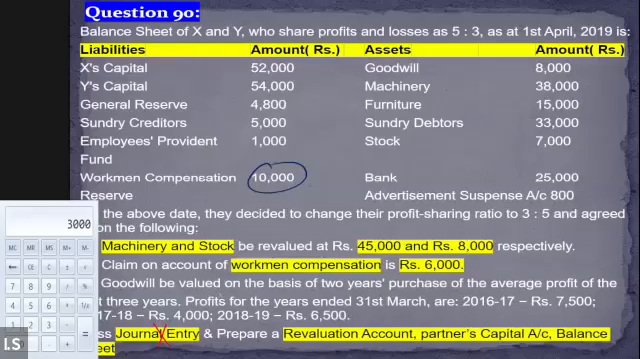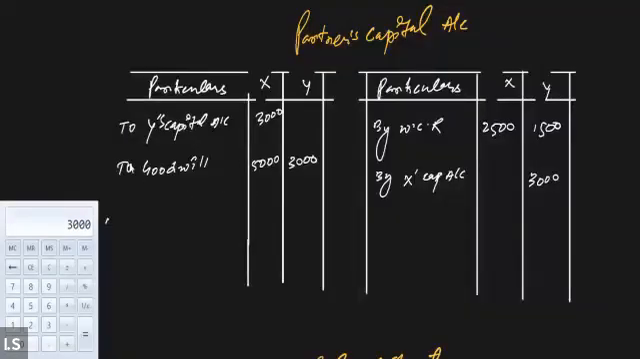Okay, and let's talk about the other values in the balance sheet. We have furniture, machinery, sundry debtors, stock, nothing requires any kind of adjustment, bank balance. Then we have advertisement suspense account. This is a kind of loss that needs to be written off among the partners. So 800 will be distributed between X and Y. So we'll go to the partners' capital account again and write down to advertisement suspense account 500 and 300. Got it? Is this clear?